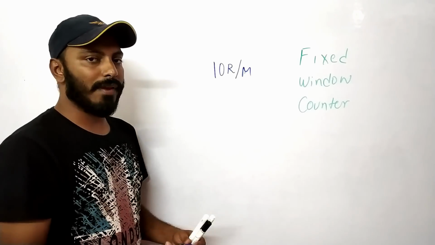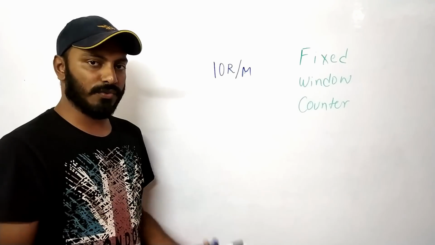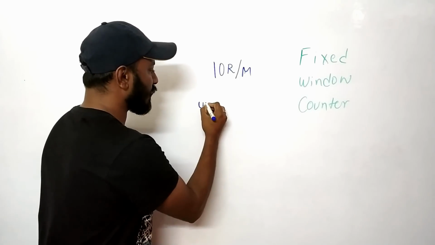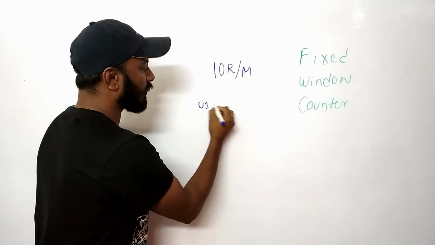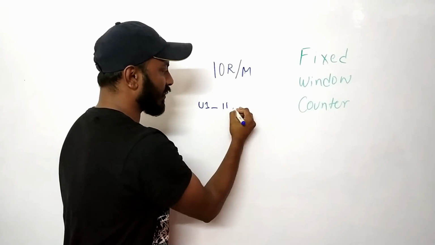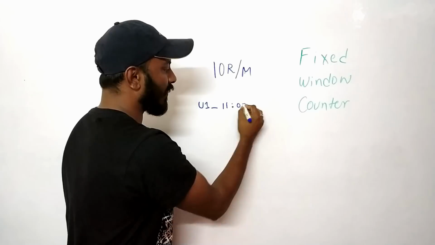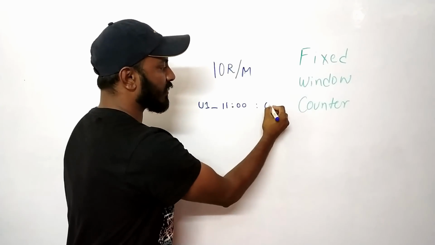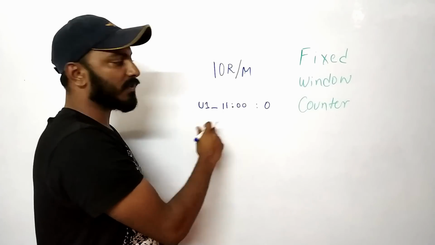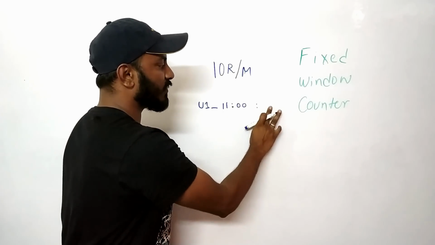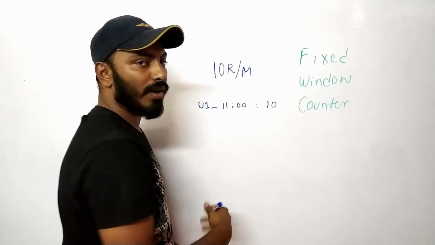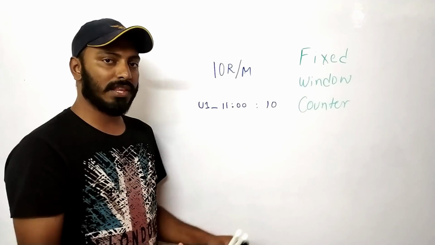In this case, how do we implement it? We again use Redis. So we'll have a key, something like user one and the window, where the window is a minute. At, say, the 11th minute, we'll start from 0. When the first request comes in, you increment the value from 0 to 1 and keep on doing so until it reaches 10. Once it reaches 10, you're going to drop all the requests.